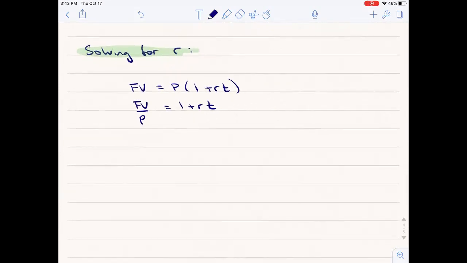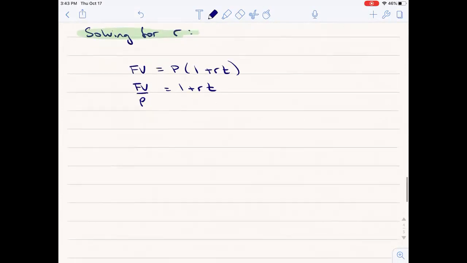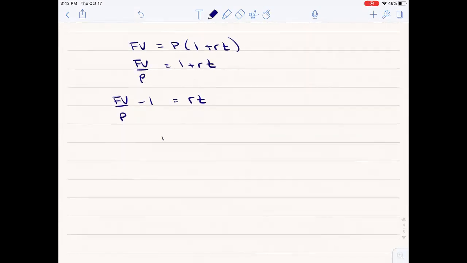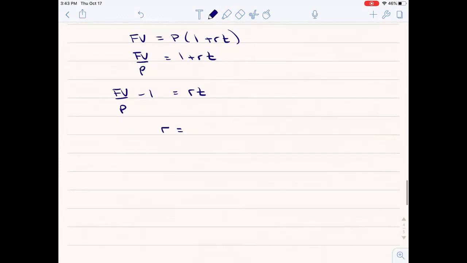We have to move the 1 over before we can divide by T. And so we get the future value over P minus 1 is R times T. And then we're going to divide both sides by T. So we get, and I like to have R on the left, R is the future value over P minus 1 over T, just kind of tidying it up a bit so we don't have these huge nasty fractions.